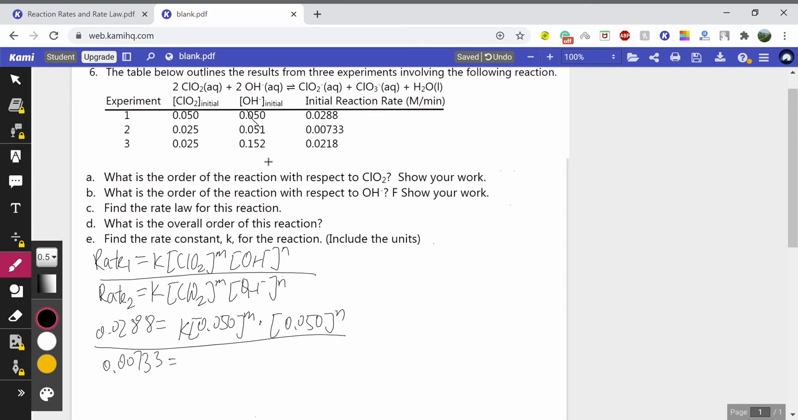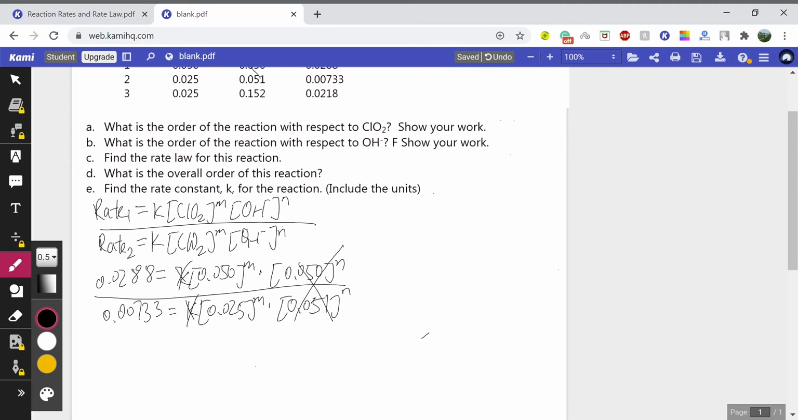0.00733 is equal to K times the concentration of ClO2 at experiment 2, which is 0.025 to the M power, times OH minus, which is 0.051. Now, when you divide these two, it's so similar to 1 that we can basically cancel it out. And then that leaves us with these to work with. And we can also cancel K as well because it appears in both the top and the bottom.